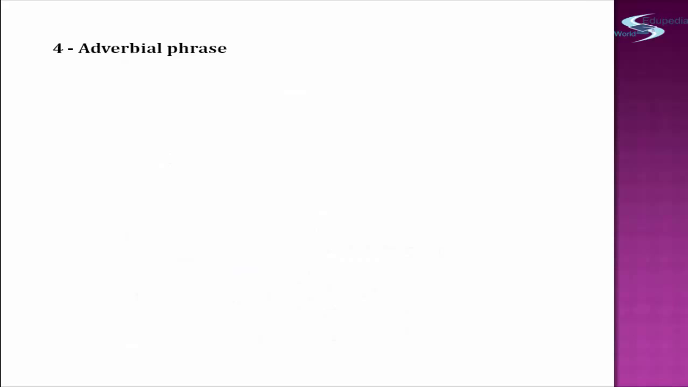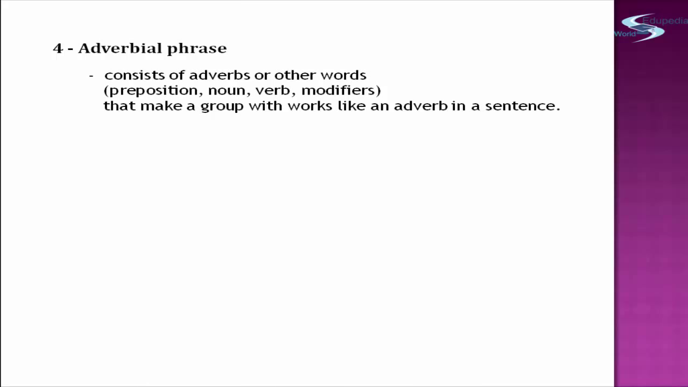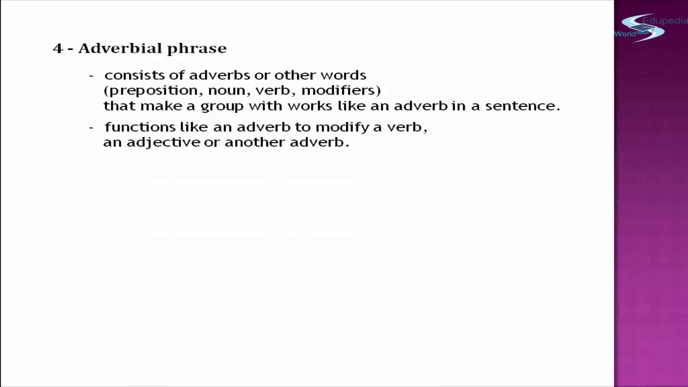Okay. Next is the adverbial phrase. An adverbial phrase is built around an adverb by adding words before and or after it. It is a group of words that functions as an adverb in a sentence. It consists of adverbs or other words, prepositions, nouns, verbs, modifiers that make a group which works like an adverb in a sentence. An adverb phrase functions like an adverb to modify a verb, an adjective, or another adverb.